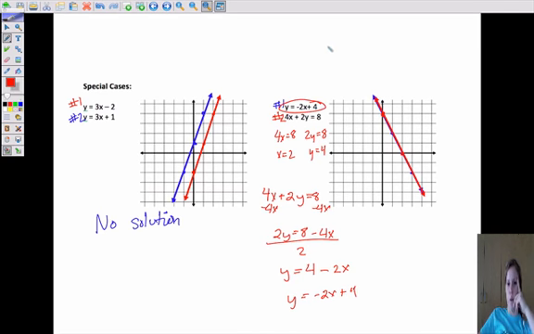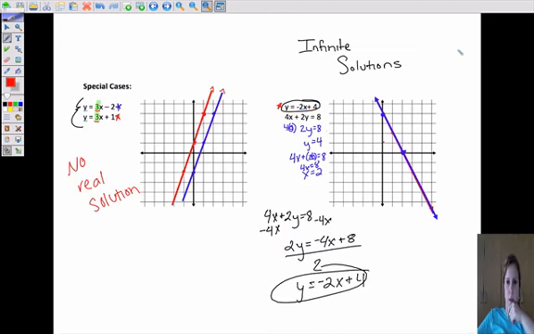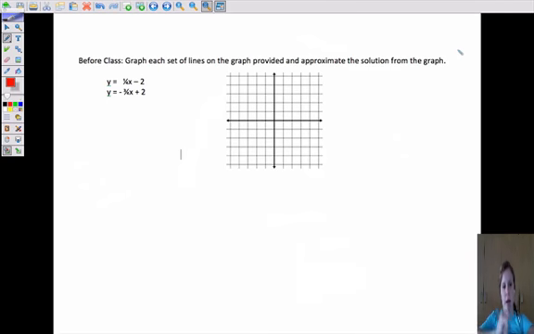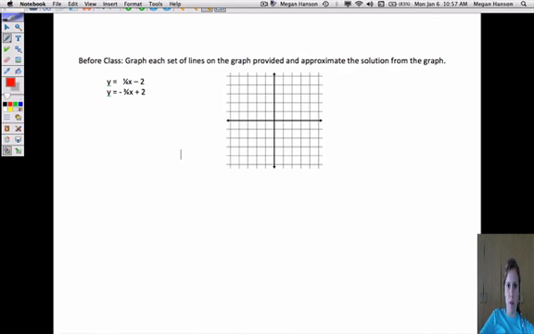So here we have infinite solutions because it's the same line. So the entire infinity it goes up and the entire infinity it goes down, all those points will be the same. All right, so why don't you guys try before class to graph both of these lines provided and decide what the solution for the two lines is.